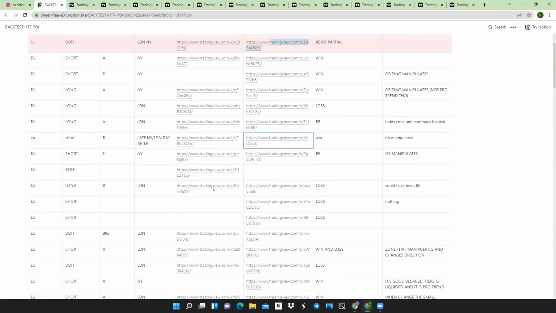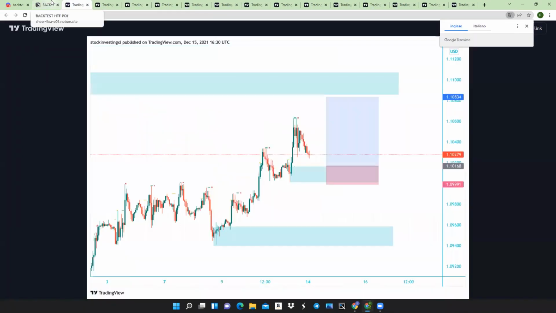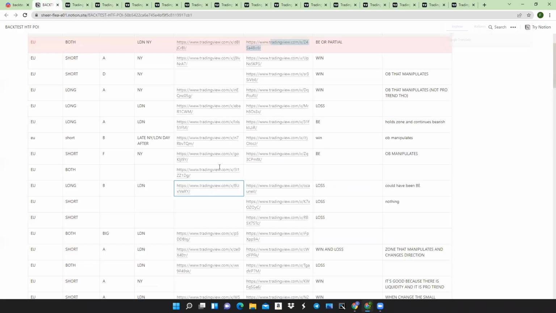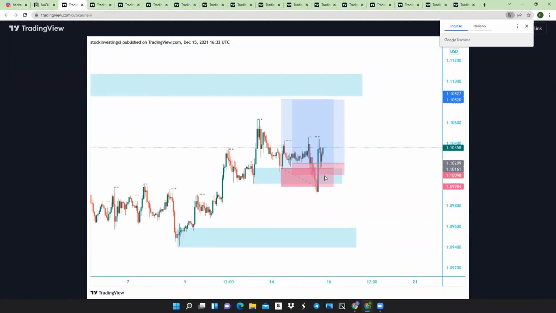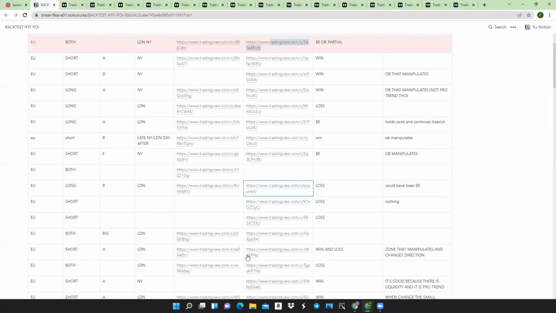Then we have 3 losses right here. We can see what they have in common. This order block manipulates. We come back, and this was just a loss. Of course, it does hit losses. And keep in mind that here I was never looking for lower time frame confirmation. I was just backtesting with pending orders just to see which areas hold the best.